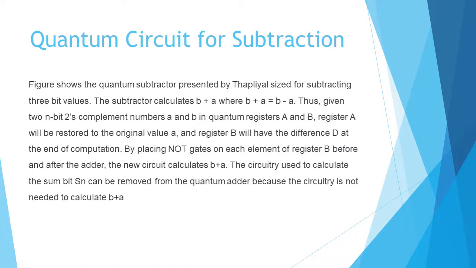Quantum circuit for subtraction. The quantum subtractor presented by Thapliyal is sized for subtracting 3-bit values. The subtractor calculates the complement of the complement of B plus A, which equals B minus A. Thus, given two n-bit 2's complement numbers A and B in quantum registers A and B, register A will be restored to the original value A and the register B will have the difference D at the end of computation. By placing NOT gates on each element of register B before and after the adder, the new circuit calculates B minus A. The circuitry used to calculate the sum bit Sn can be removed from the quantum adder because it is not needed.